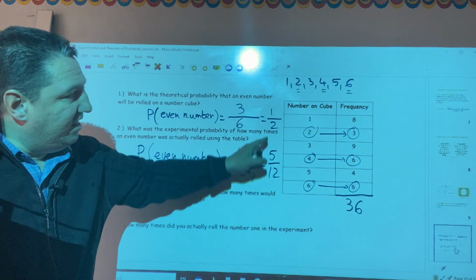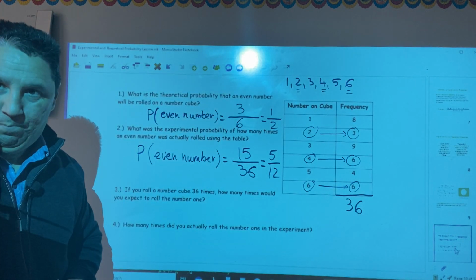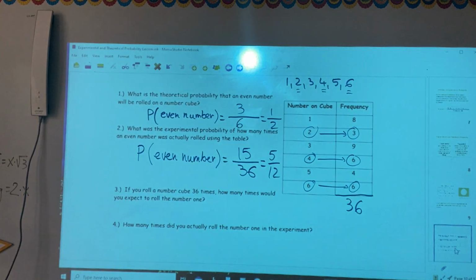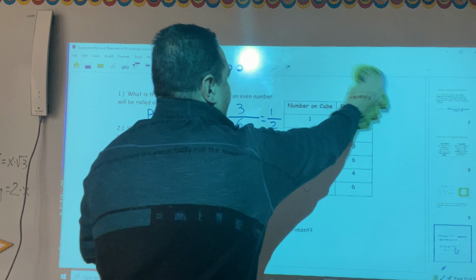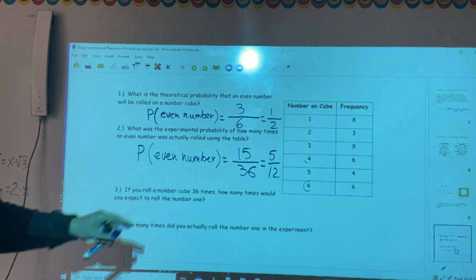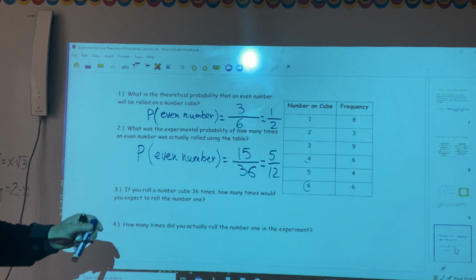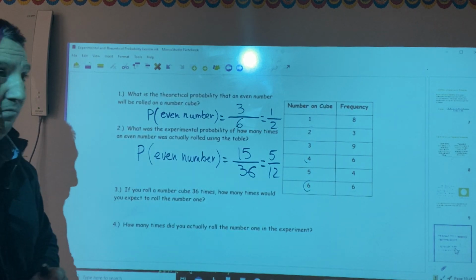As we can see, there is a difference between these two probabilities, right? Another problem is: if you roll a number cube 36 times, how many times would you expect to roll the number 1?